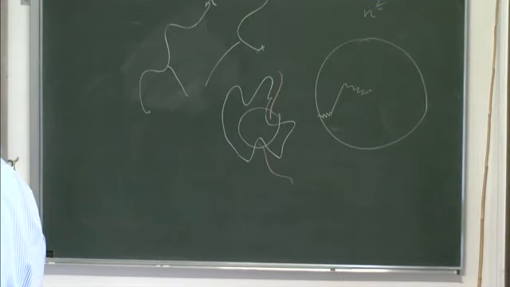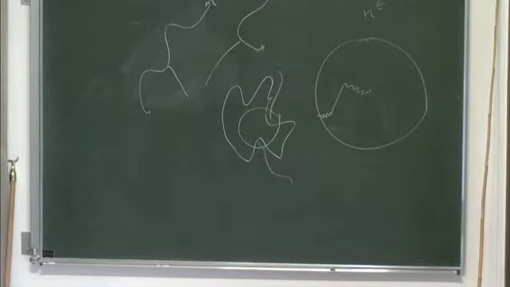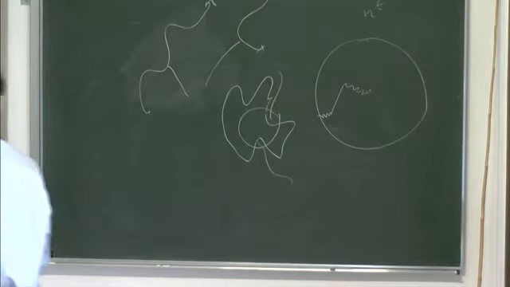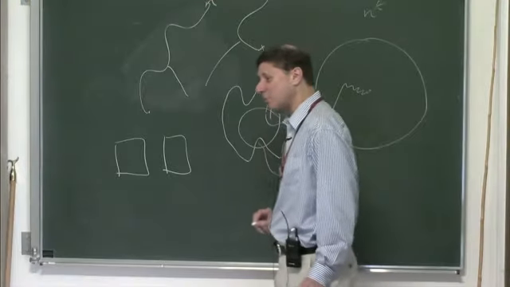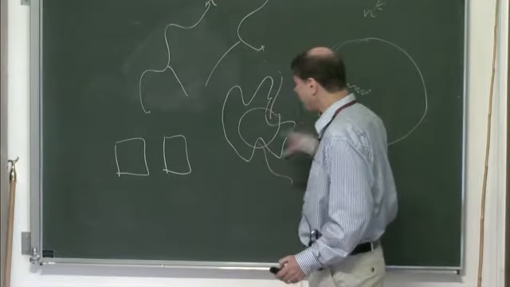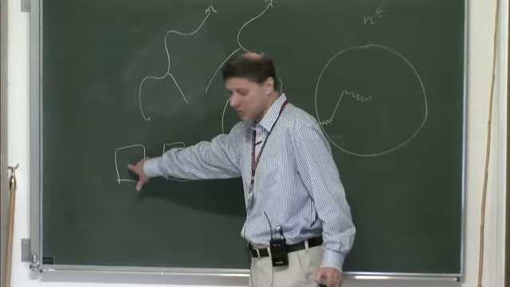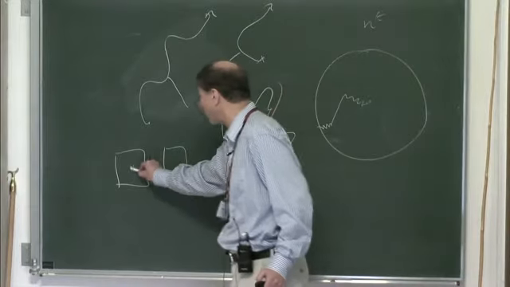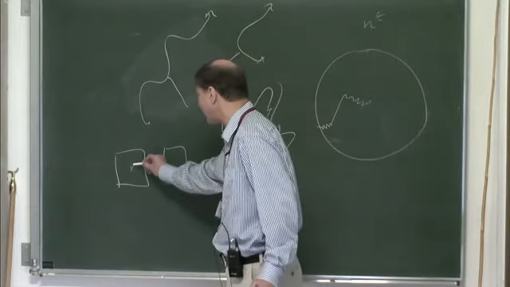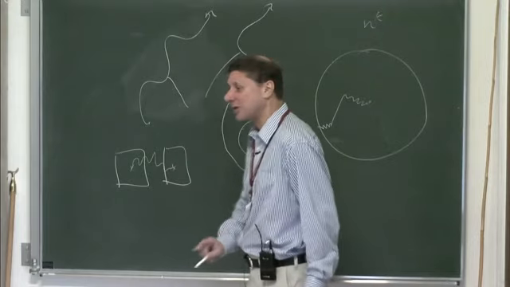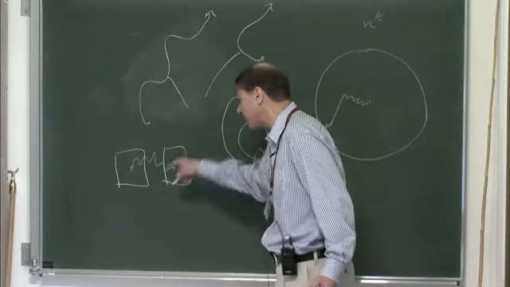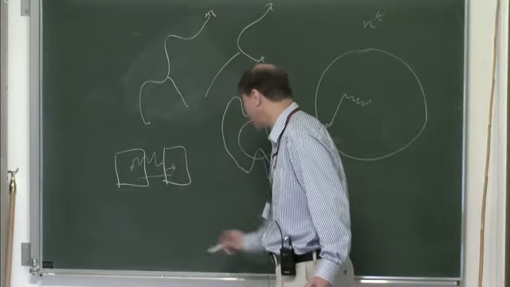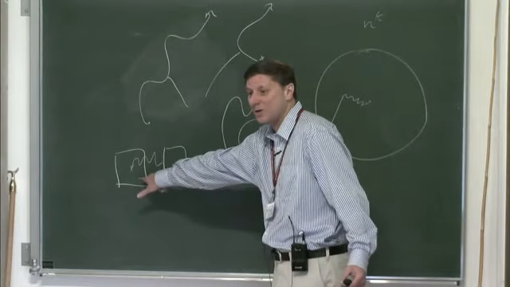And one would also like to have, with high probability, the following. So we take two boxes in Euclidean space. If we look at a typical loop-erased random walk path starting here and ending there, then the estimates that we had will tell us that that path is reasonably long. But there are a lot of other paths between these sets, and we want to exclude the possibility that somewhere else there might be a path which is much too short.